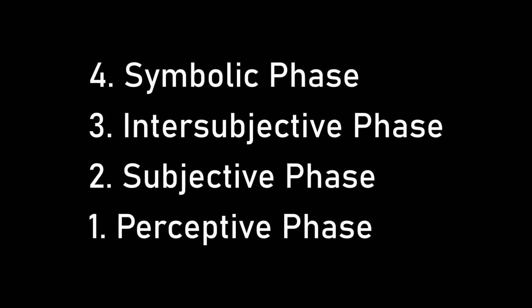As you notice, these phases are in hierarchical order. The perceptive phase is the most basic, and the most developed is the symbolic phase. That means that the later phases are dependent on and determined by the earlier phases. Now we are able to understand what it means when we say that the solenoid maps into itself.